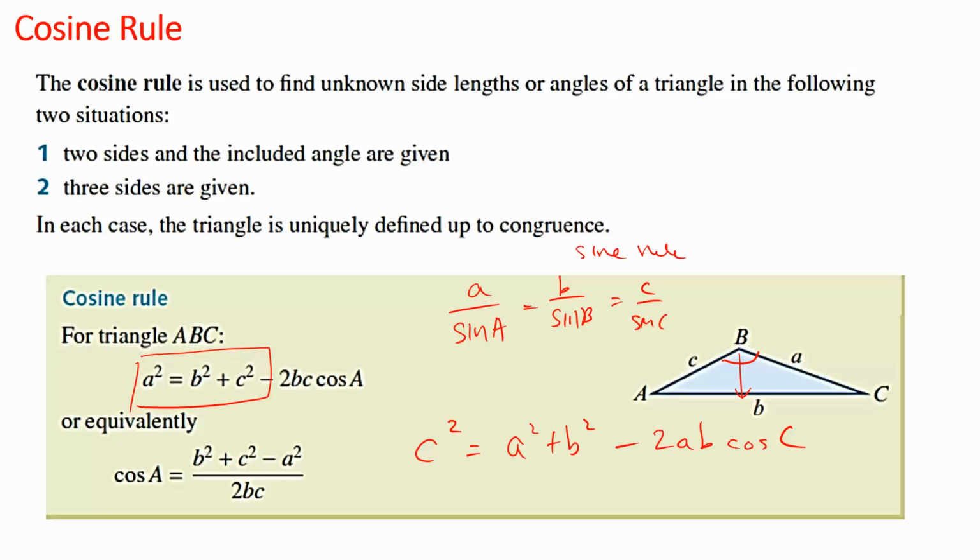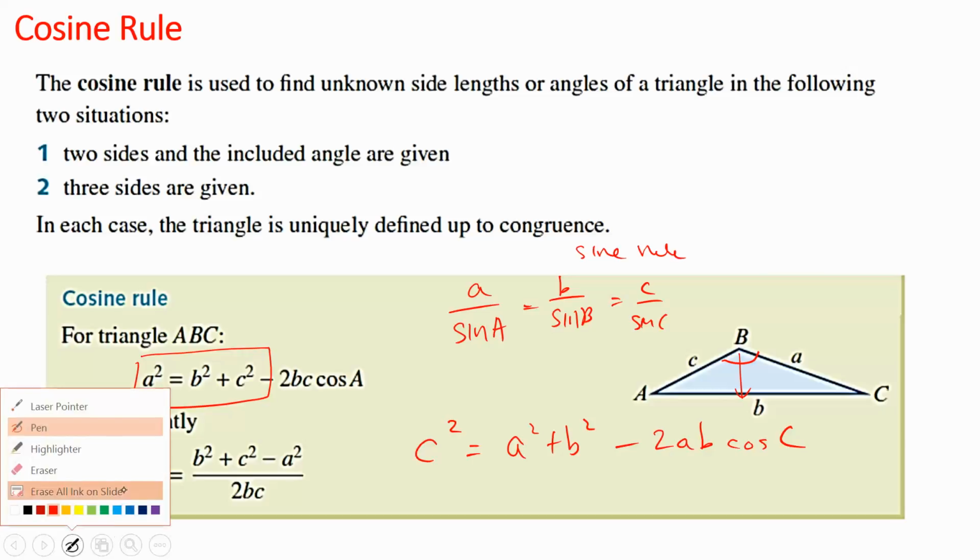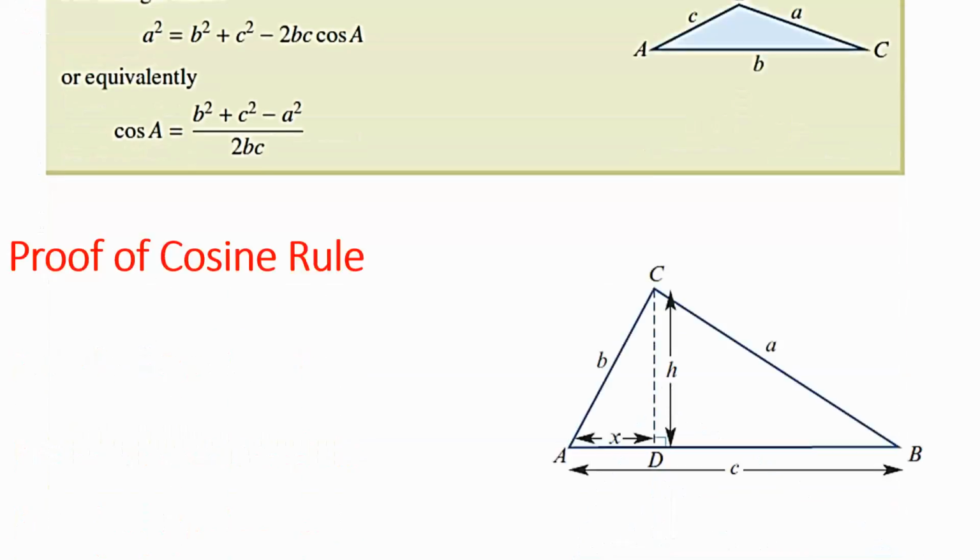You find your own way of memorizing it, but it's Pythagoras' theorem, two letters are the same letters, times 2 and cos of the angle that you're looking for. Okay, so now you've got your formulas. Let's have a look at the proof.